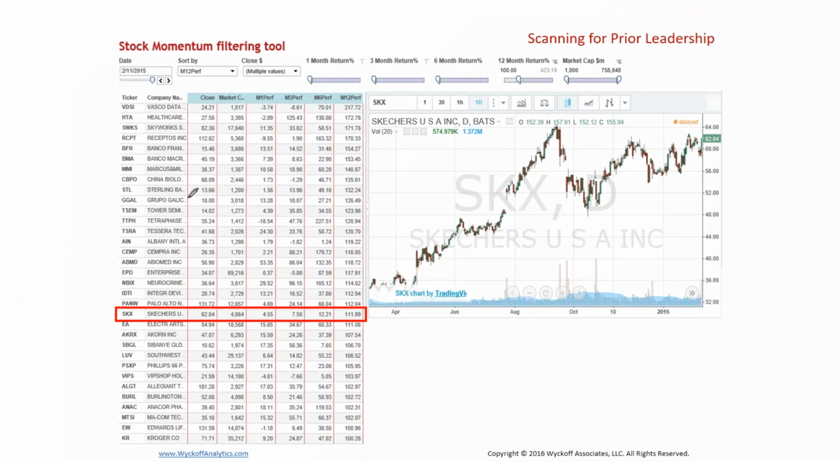This is the momentum filtering tool, which you could probably find in any of the software platforms. But specifically, I was using this to identify what I call a prior leadership. The prior leadership is anything that is outperforming the market on the way up, let's say, for the stock that is in a potential reaccumulation area right here.